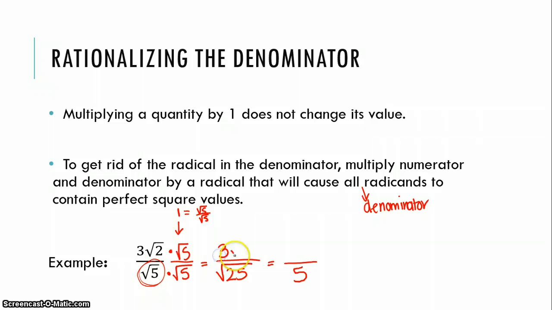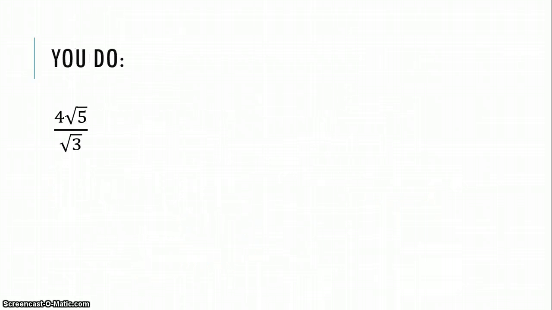So if I multiply these, 3 root 2 times root 5 would be root 10. So I would have 3 root 10 in the numerator and 5 in the denominator. So now this is a completely simplified expression because the denominator no longer contains that radical. So here's your you-do. Pause and try this one on your own.